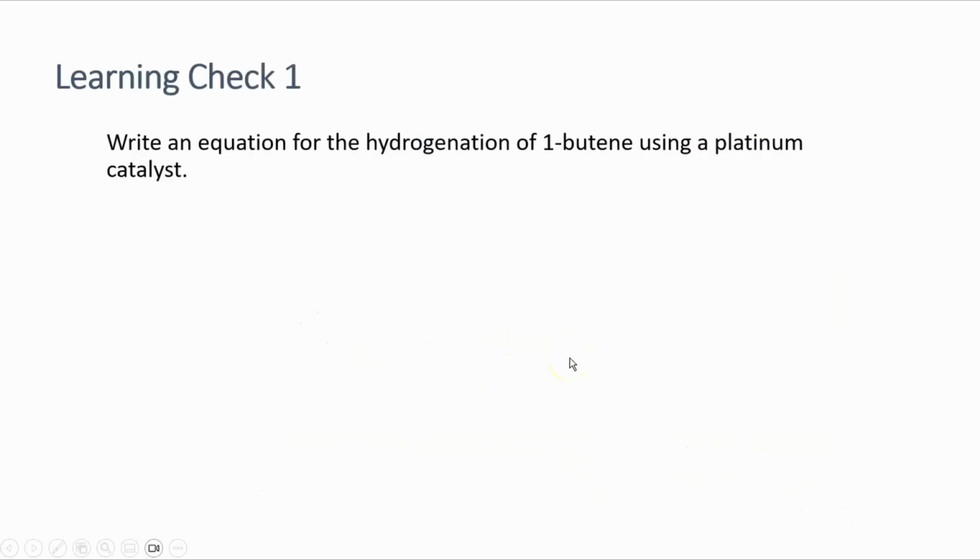Okay, now I have this question. Please try to answer this by yourself and then come back and check your answer. Write an equation for the hydrogenation of 1-butene using a platinum catalyst. I'm going to draw the structure for 1-butene.